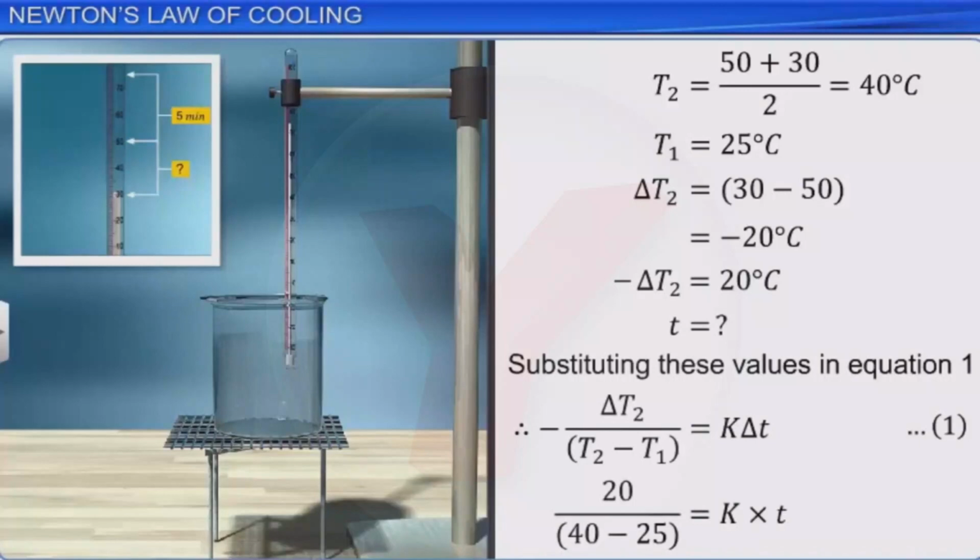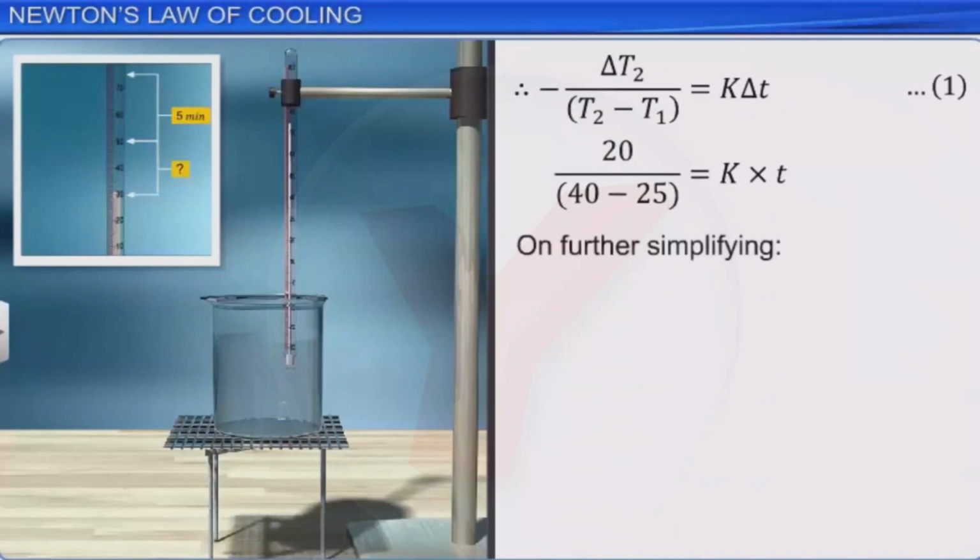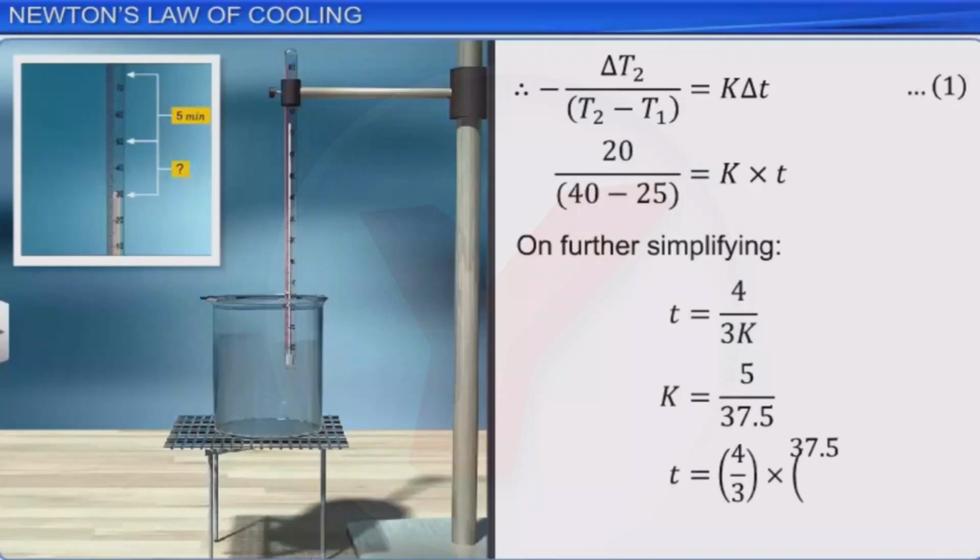On further simplifying, we get T is equal to 4 by 3K. We know that K is equal to 5 by 37.5. Substituting the value of K and simplifying, we get the value of T equal to 10 minutes. Therefore, it takes 10 minutes for the temperature of the water to fall from 50 degrees Celsius to 30 degrees Celsius.